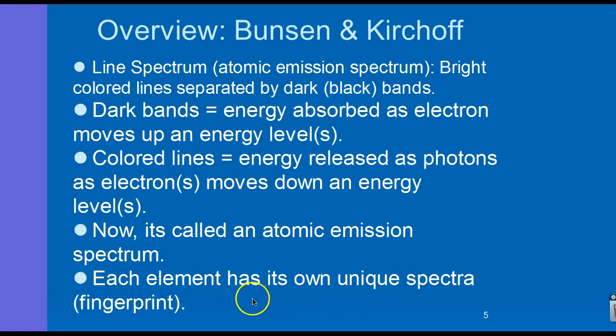Each element has its own unique spectra. It's like a fingerprint. And it's essentially what they use when they look out at things in our universe and they don't know what it is. They can use these spectra, and it tells them what elements might be on that planet.